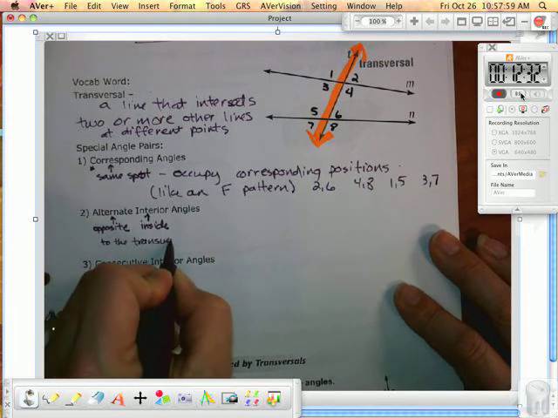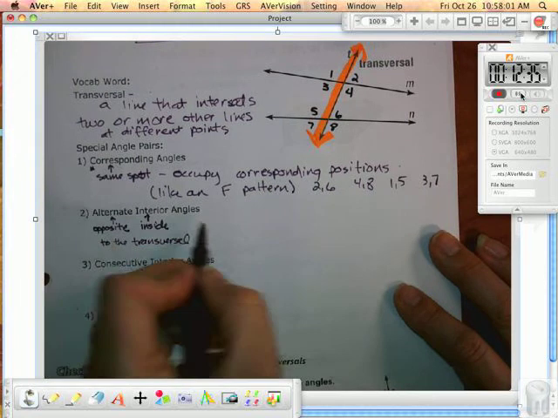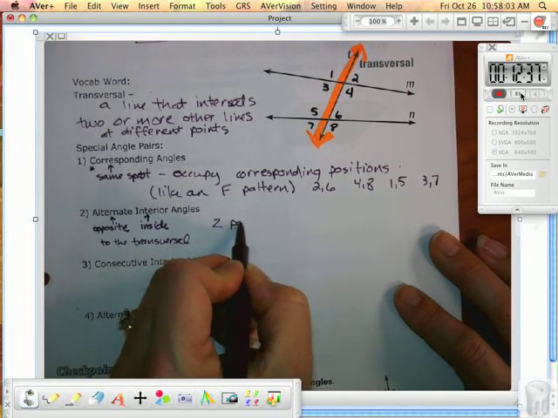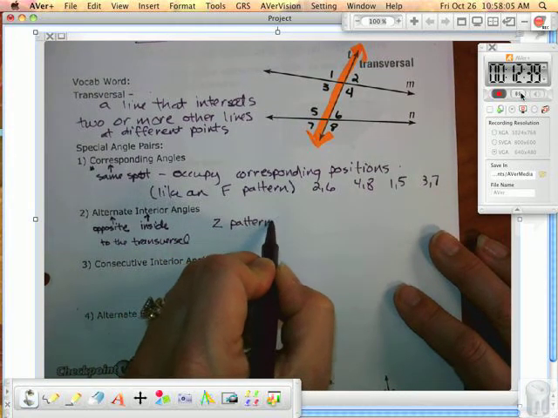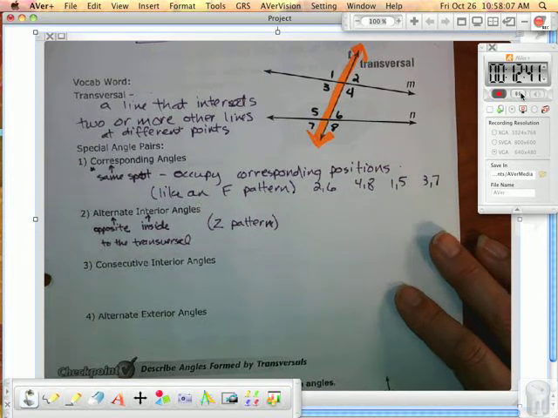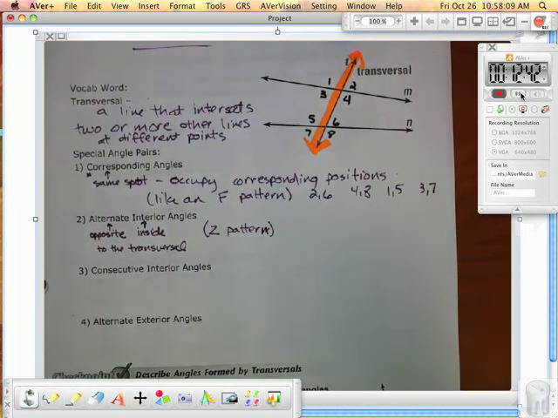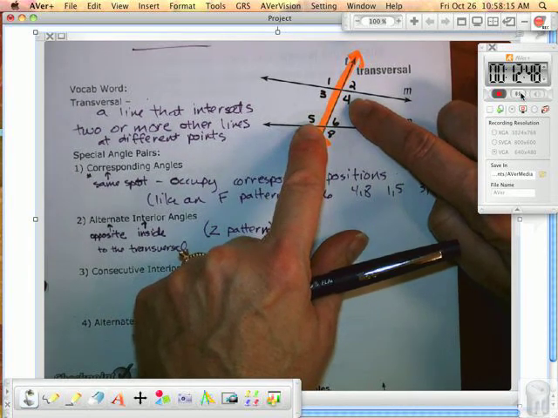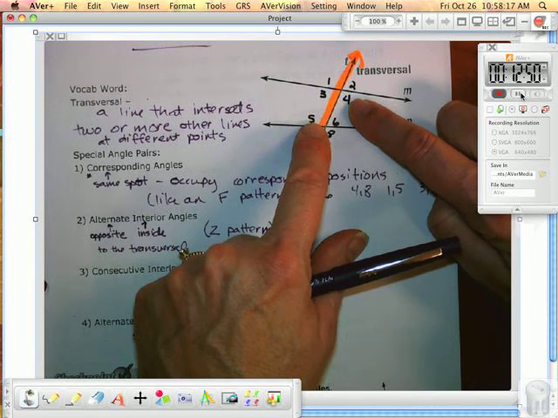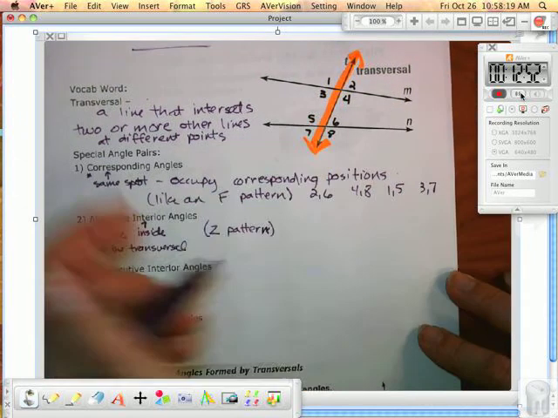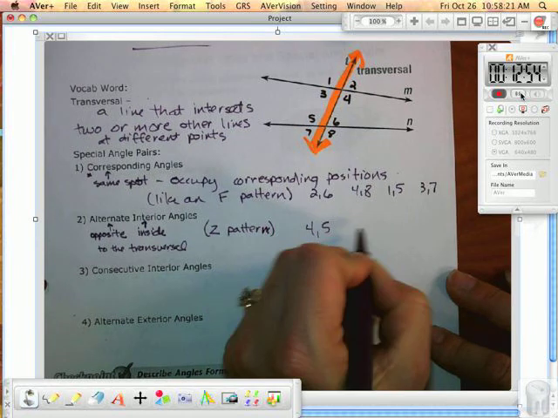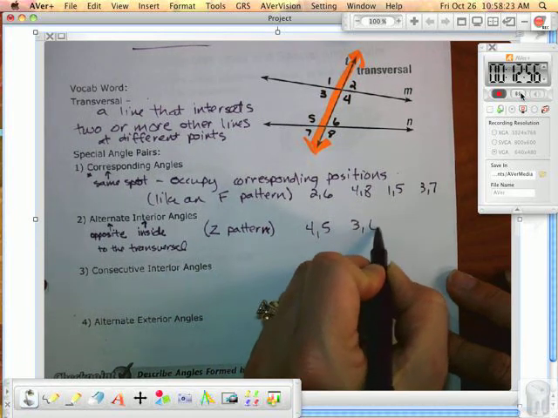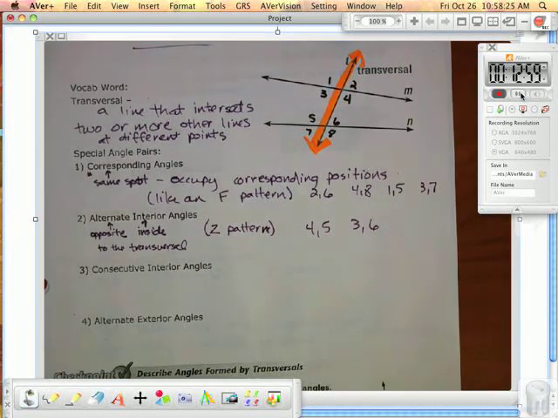It sort of makes like a Z pattern. Let me show you what I mean. So, compared to the transversal, we're looking for opposite angles that are inside. So, for example, like 4 and 5. See how they're on the inside, but they're on opposite sides of the transversal. So that's 4 and 5, and then there's one other pair, 3 and 6. Alternate interior angles. Okay?